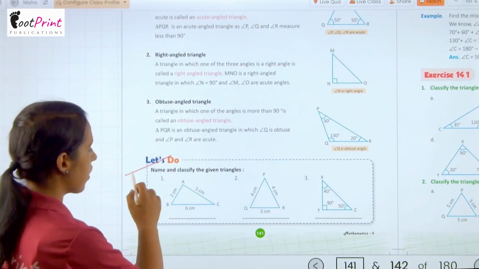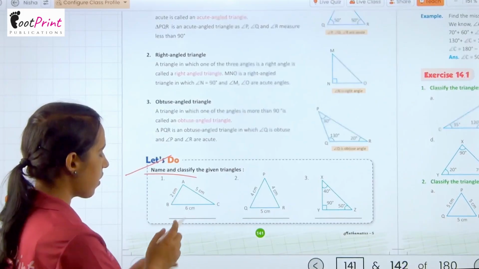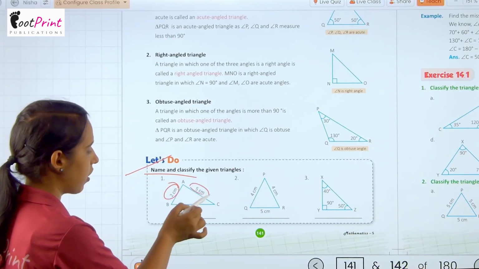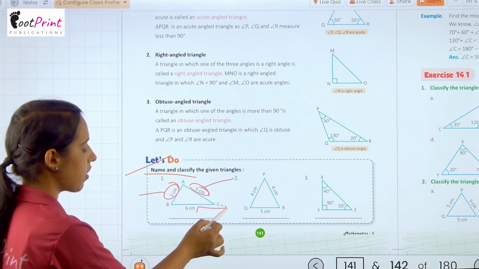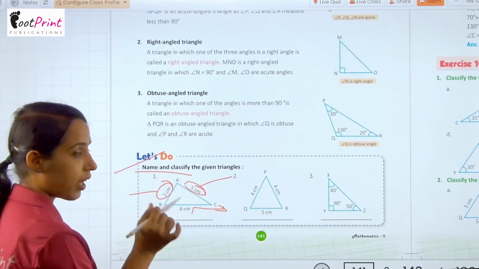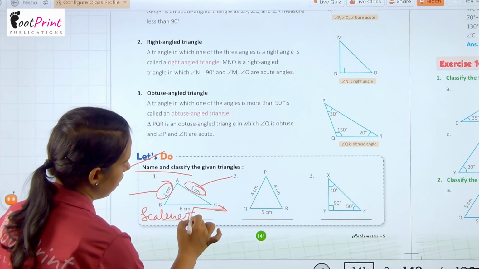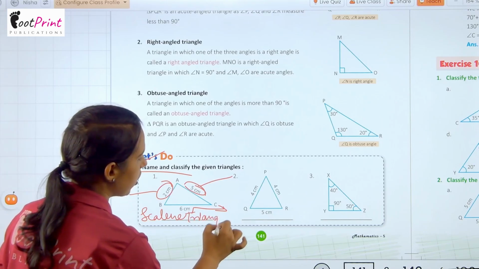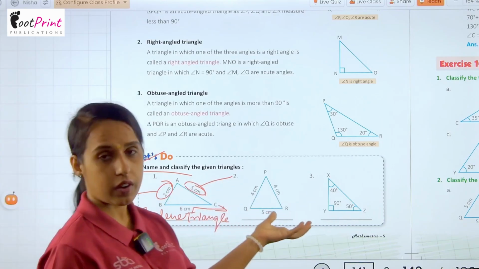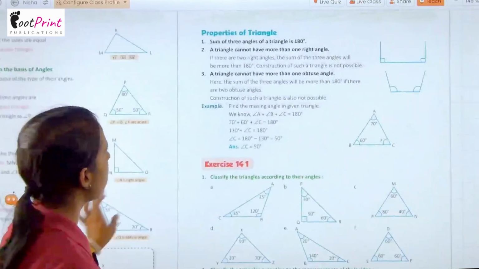Now let's do an exercise. Name and classify the given triangle. Here we can see the sides are given and all the sides are different: 2 centimeter, 5 centimeter and 6 centimeter. We learned that if we have different sides, we can say it is a scalene triangle. So you have to observe the triangles here and write their names in the blanks.